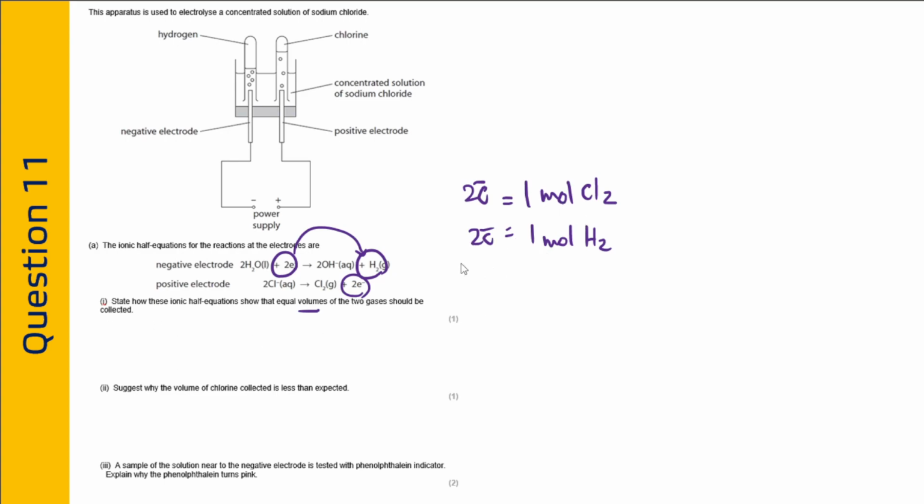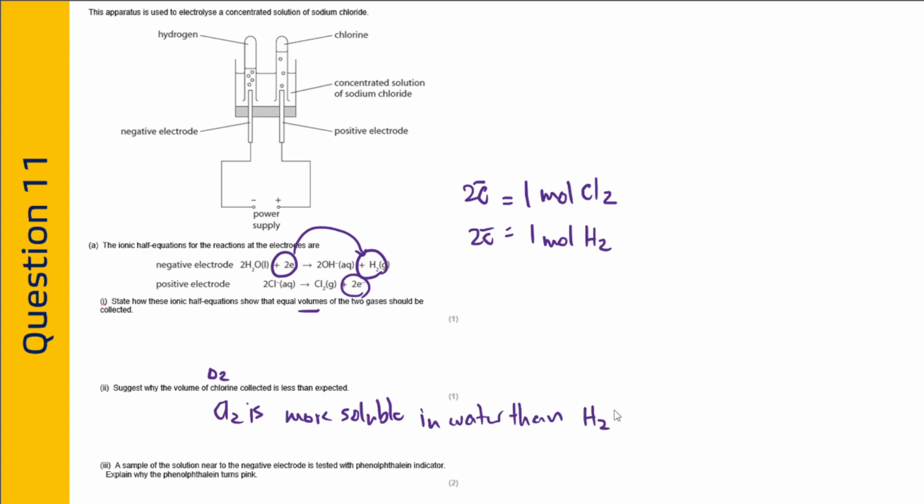You can simply write this, or you can say that equal amounts of gas can be produced from the same number of electrons. Suggest why the volume of chlorine collected is less than expected. It's the same as for oxygen: it's because chlorine is more soluble in water than hydrogen.